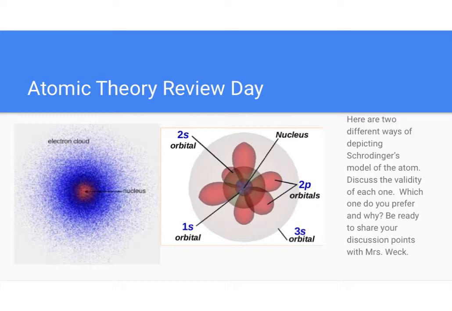Remember, each dot here is not an electron. This could be like hydrogen. This could be one electron and the probability map.